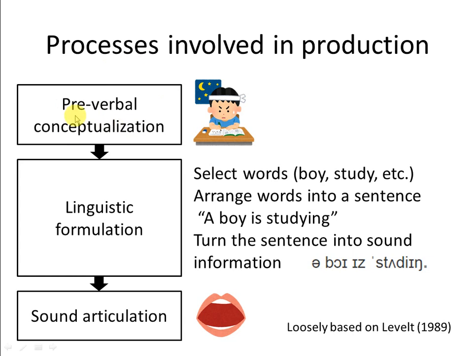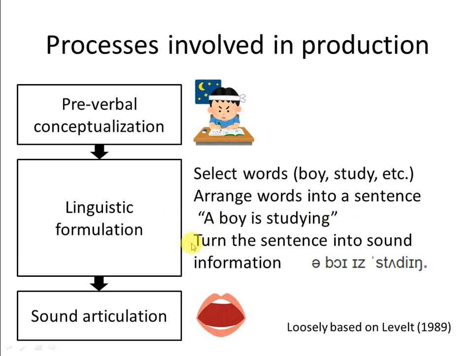So it's pre-verbal. You have a pre-verbal concept in your mind, and the next thing you do is to give it a linguistic form. So the first thing you have to do is to select words to describe this situation. Maybe you need words like boy or study. Because here a boy is studying, and then you arrange words into a sentence, and you get something like a boy is studying. But this is not the end of the story.